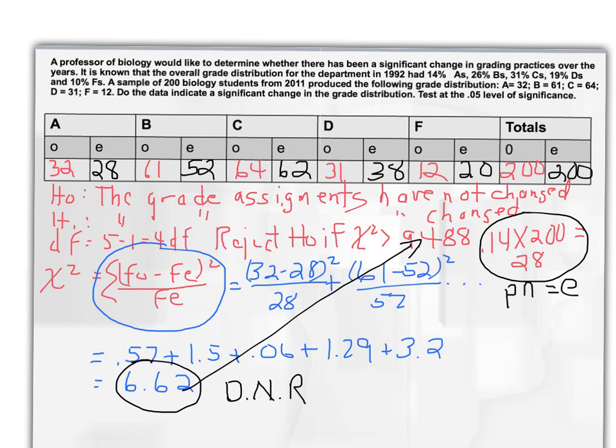And our conclusion would be that even though there are differences between the grades that are being assigned now and the ones in the past, and even though it looks like we have more A's and more B's and fewer D's and F's now than we did in the past, those differences are due to sampling error. Those differences aren't due to a real change in the standards, so we cannot reject the null hypothesis.